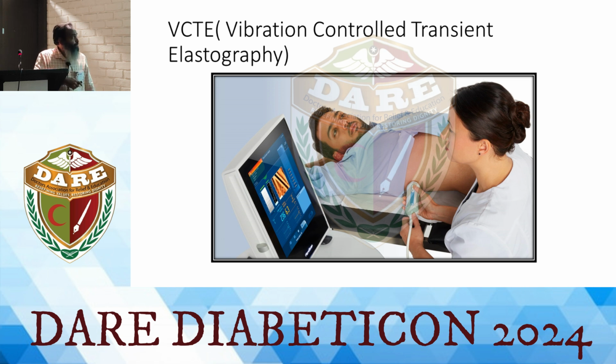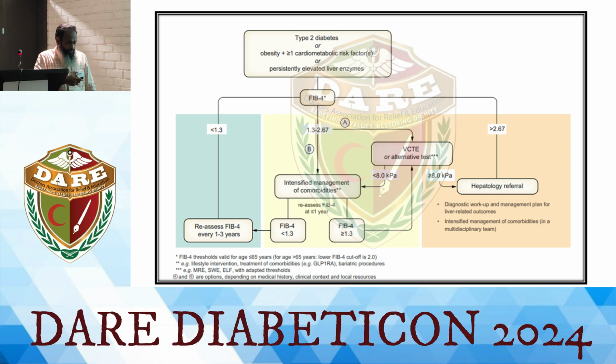So whenever the FIB-4 score is less than 1.3, these patients will be given counseling about lifestyle changes and will be followed up. If it is more than 2.67, that means the patient definitely has significant liver damage, and we will involve a multidisciplinary team to look for other organs, and he will be given medications.